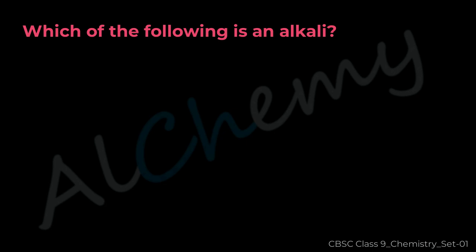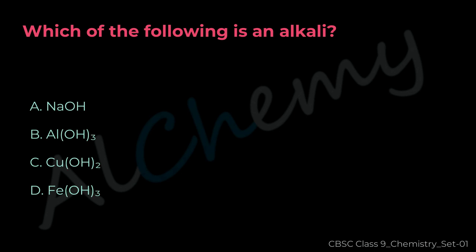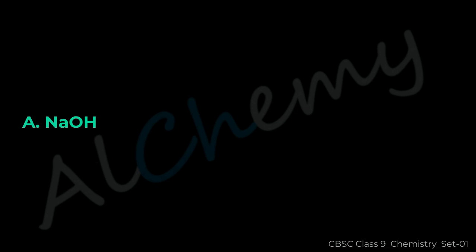Question 41. Which of the following is an alkali? A. NaOH. B. Al. C. Cu. D. Fe. The correct answer is A.